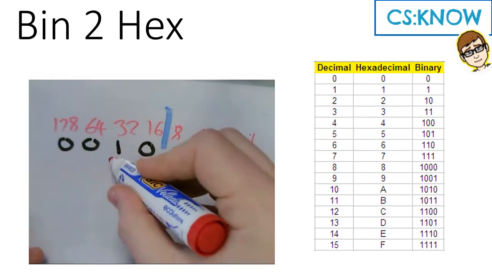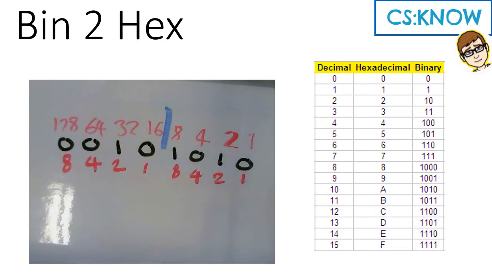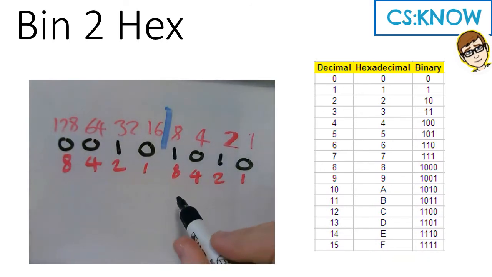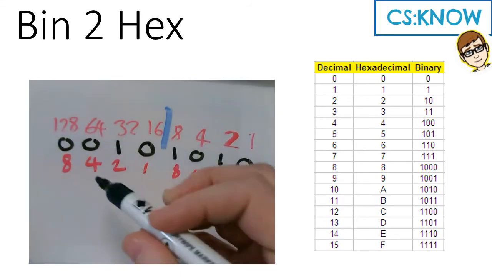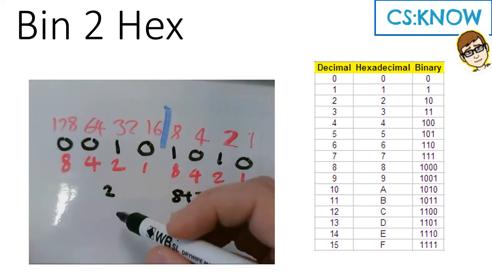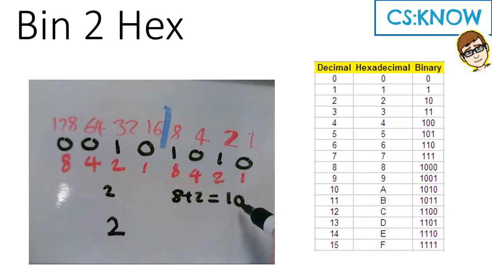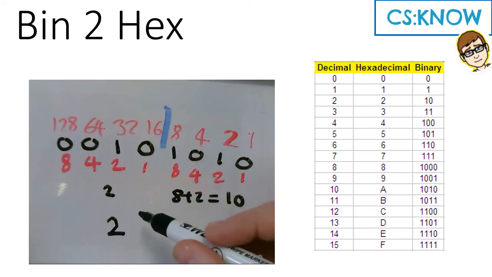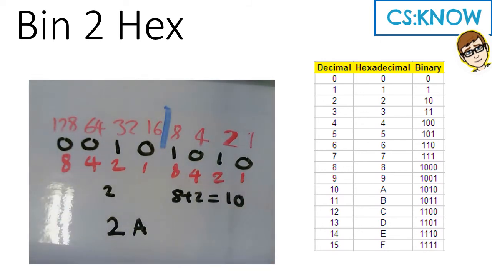Split it in half, write the values again, 1, 2, 4, and 8. Now what are they worth? What are these nibbles worth? 8 plus 2 is 10. And what was a 32 is not a 32 anymore, it's just a 2. So we just write the 2 there. So 2 in hexadecimal is written as a 2. However, 10 is not written as 10, it's written as an A.